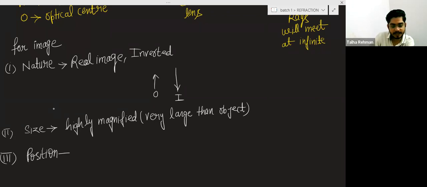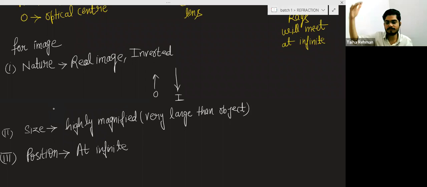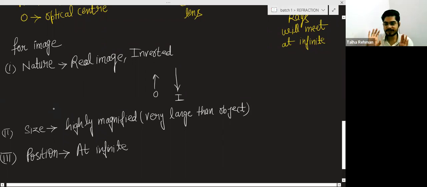Can anyone tell me what will be the position? Very good. At infinity, the image will form because the rays are meeting at infinity. So the image will form at infinity. Very simple. And what is infinity? Infinity is a very far distance from us, like the sun is very far from us. So that distance you can consider as an infinite distance. Very far distance.